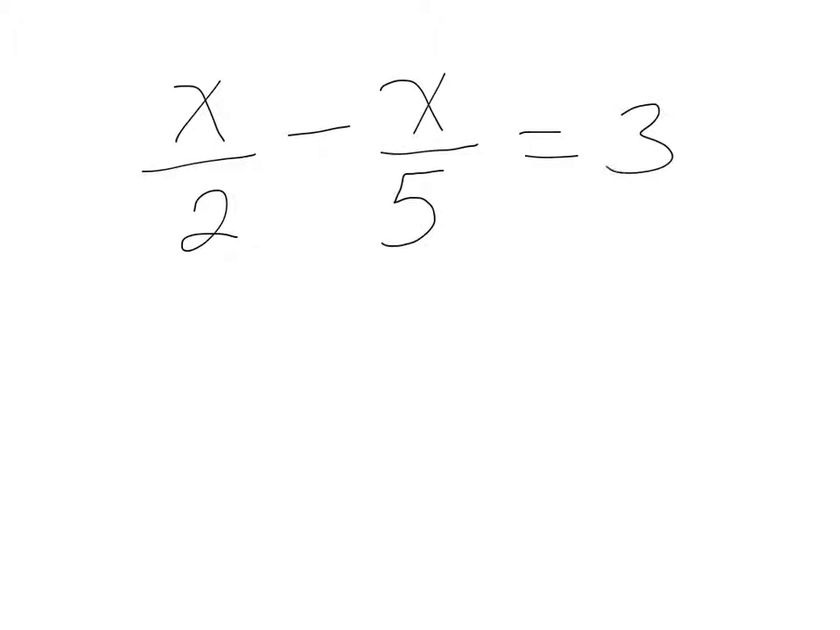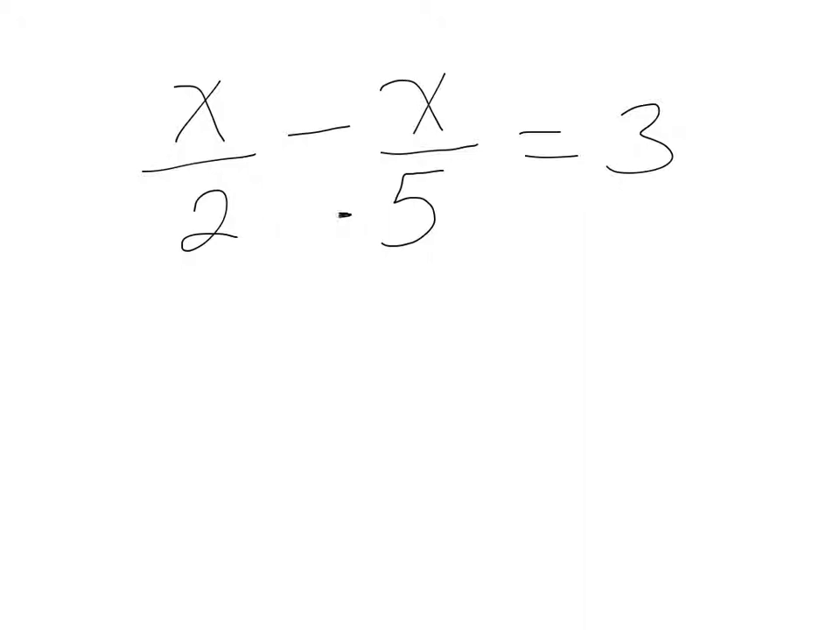Okay, so we're going to start with a fraction. Let's do this one: x over 2 minus x over 5 equals 3. So we need to find a common denominator so that we can get rid of the fractions, because everyone hates fractions. Often, if you multiply the denominators, you can find the lowest common denominator.